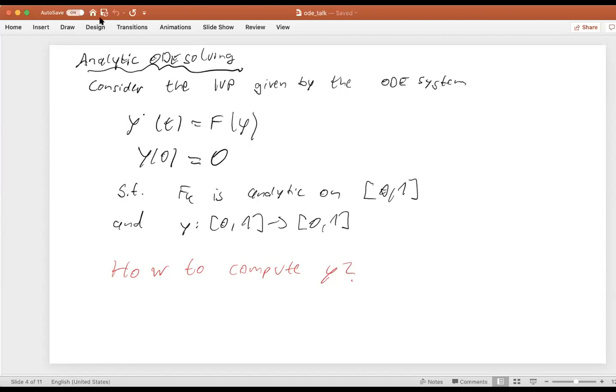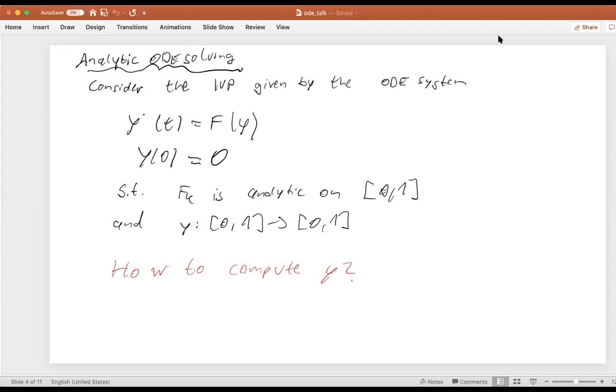So is this kind of whiteboard presentation working so far? Is it okay? Yes. Okay, yes, everything working. Okay. Then I will go on.